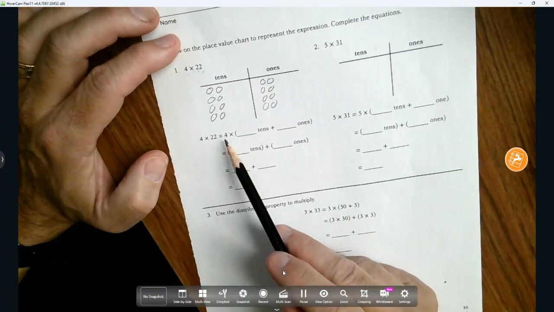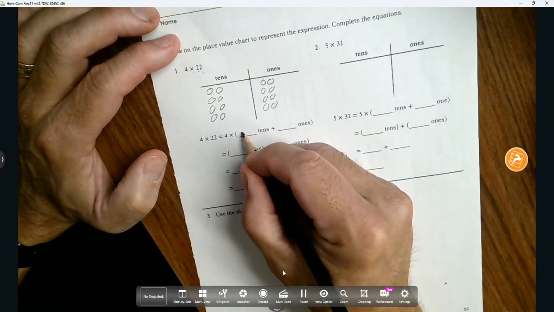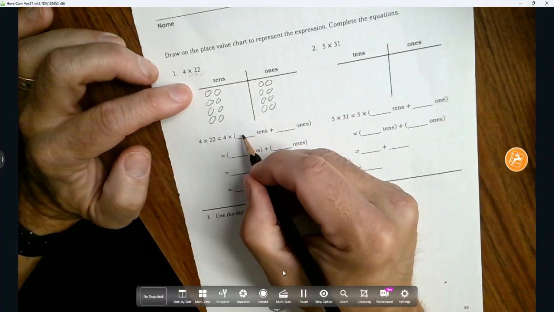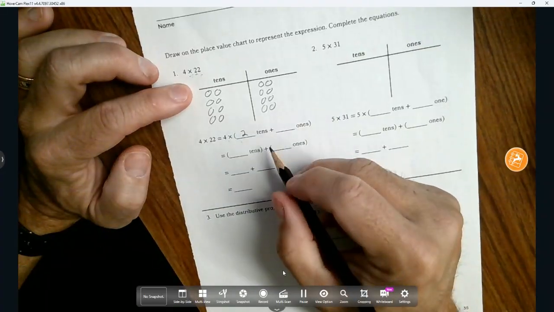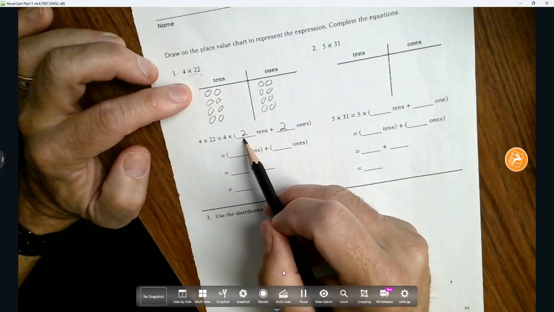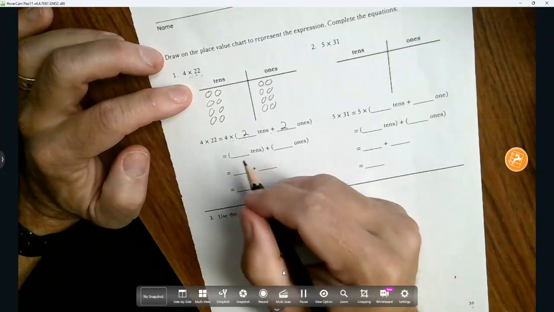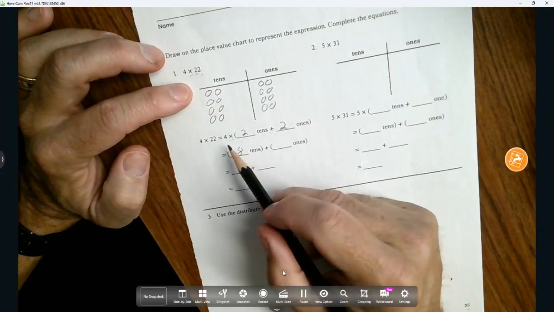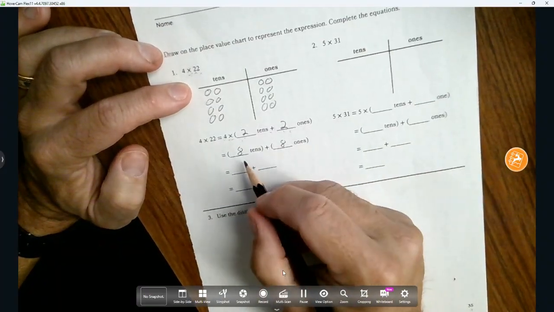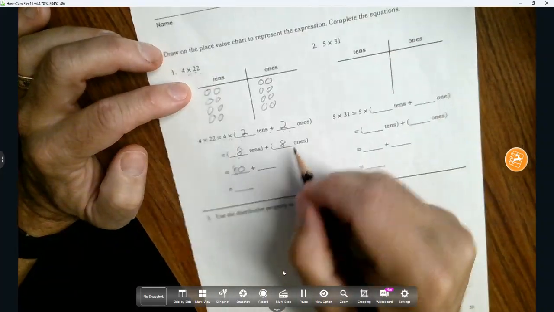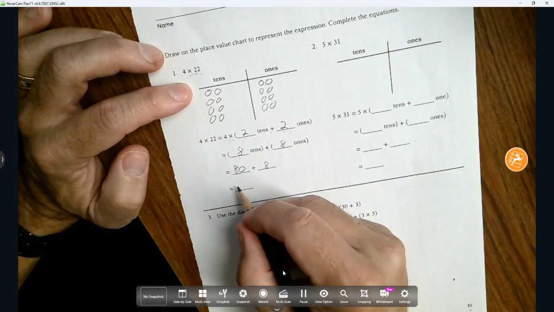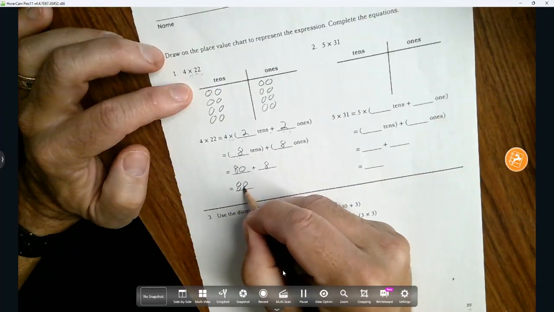All right, so we have 4 times blank 10s. That would be up here. We're breaking this down now. This is going to help us, but this breaks it down. Okay, 4 times 2 10s plus 2 1s. So 4 times 2, right, is going to give us 8 10s. And 4 times 2 for 2 1s is going to give us 8. So 8 10s is 80, and 8 1s is 8. So 80 plus 8 equals 88.